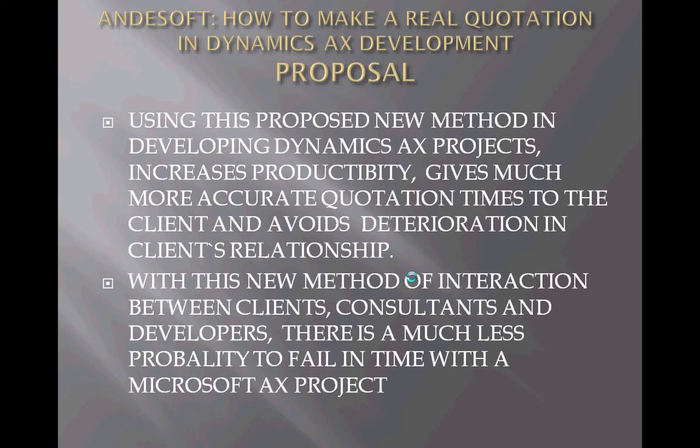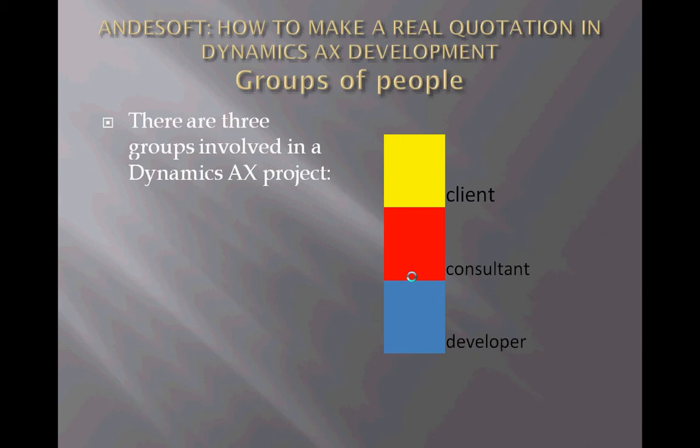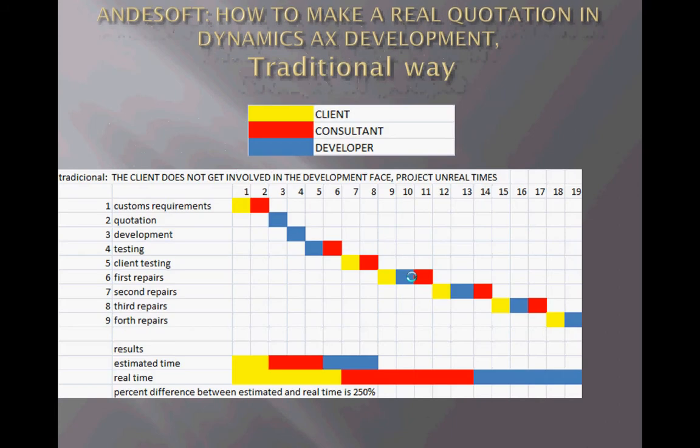The proposal here is using this new method in developing Dynamics AX projects, which increases productivity, gives much more accurate quotation times to the client, and avoids deterioration in client relationships. With this new method of interaction between clients, consultants, and developers, there's a much lower probability of failing in time with the Microsoft AX project. To explain, we have three types of groups: the client, which is yellow, the consultant, which is red, and the developer, which is blue.